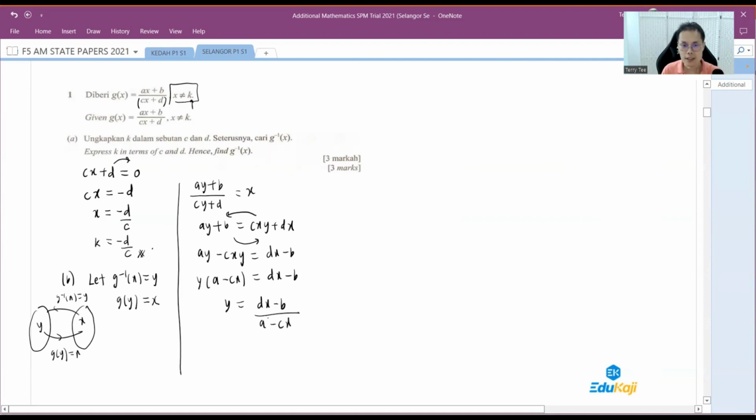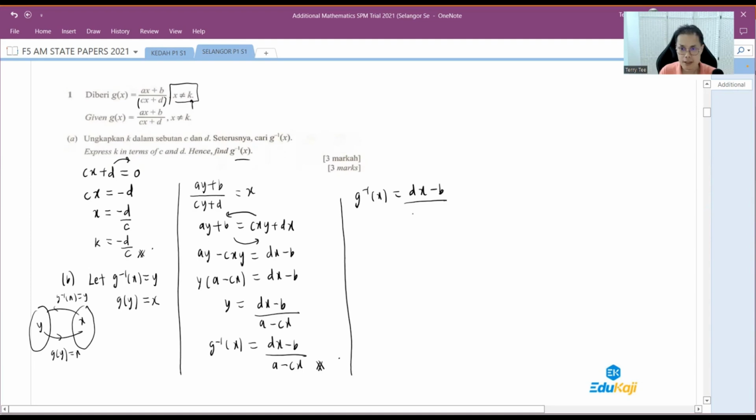In this case, y is your g inverse x, and the outcome is (dx minus b) over (a minus cx). That's how you get g inverse x, and your answer will be in terms of a, b, c, d. One thing to take note of is that what actually happened here is that your d and a actually change position.